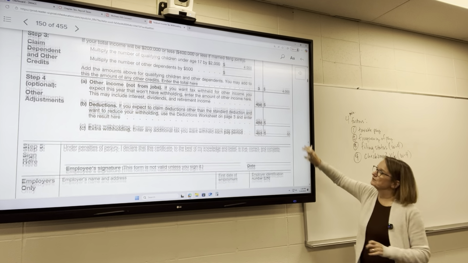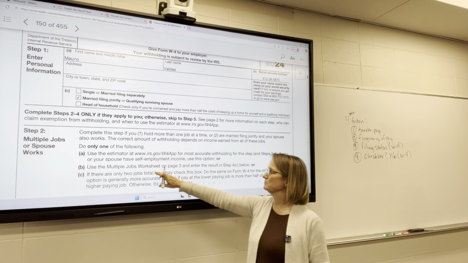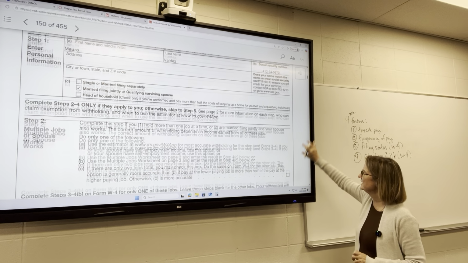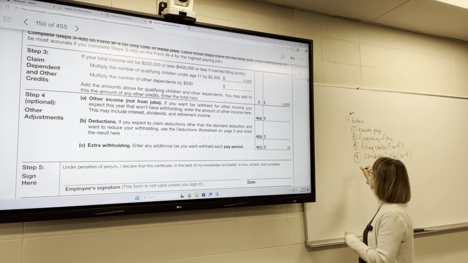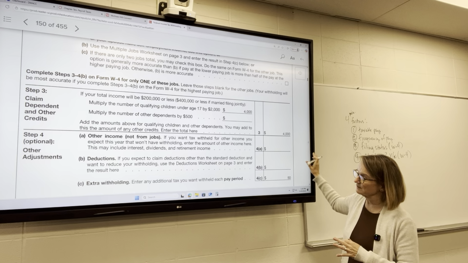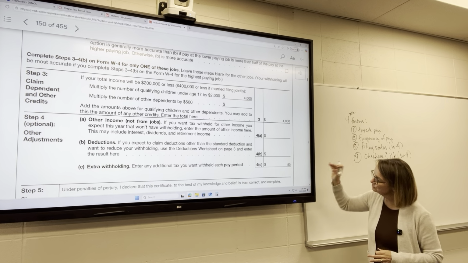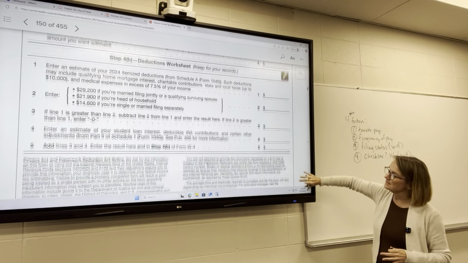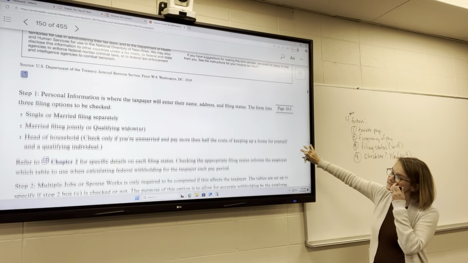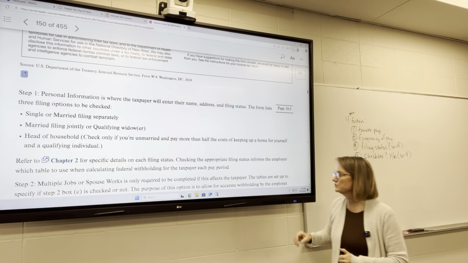Now, like I said, they may have used the estimator, and that's fine. They may have used the multiple jobs worksheet, and that also is fine. But if they use either of those, we're still going to need to know whether the checkbox is checked or not. But those are going to factor into our calculations. So this W-4 is necessary in order to determine how much is going to be withheld.